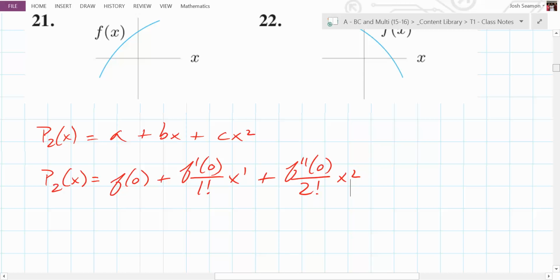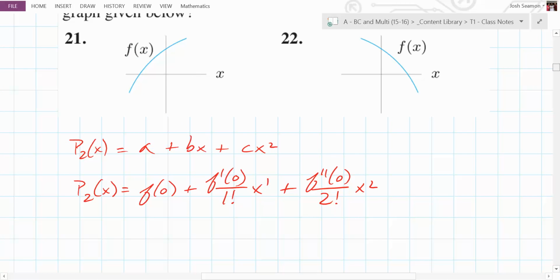x squared. So if we're going to estimate these things, let's look at 21 here. F of 0, what's the only thing you can tell me? There's no scale on this axis, right? So what can you tell me about f of 0? You know f of 0 is positive. That's all you can say for certain. A certain degree of positivity, right?